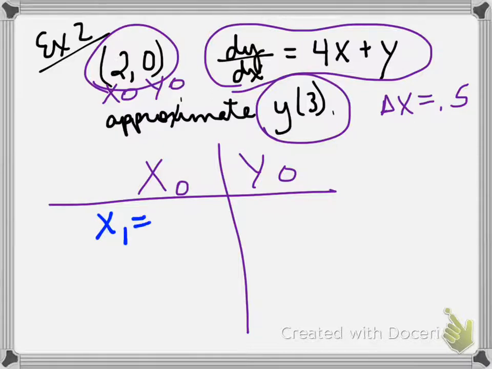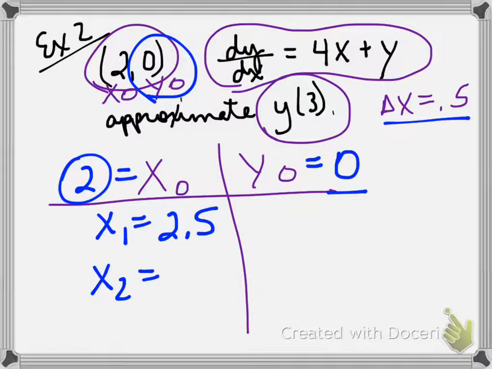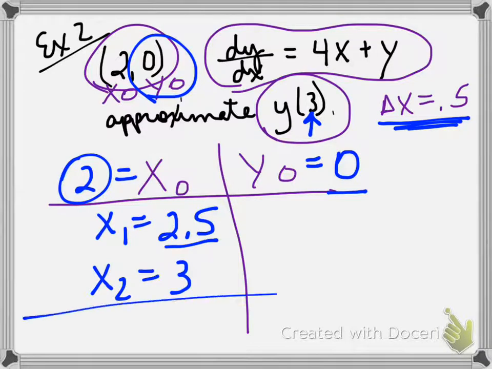Okay, so x naught is 2 because that's the original 2, and y naught is 0 because that's the original y. So if we have a delta x of 0.5, then we take 2 plus 0.5 gives us 2.5. So x1 is 2.5. So x2 would be the previous x, which is 2.5, plus the delta x, which is 0.5. So 2.5 plus 0.5 is 3. And that's what we're trying to approximate, is y of 3. So that tells me that's where we're going to stop. And now all we have to do is come over here and find our y sub 1 and our y sub 2. And then we have our answer.